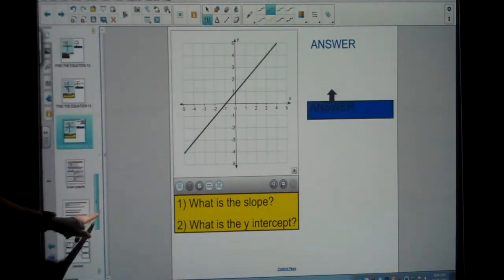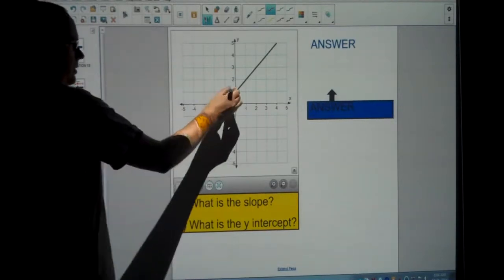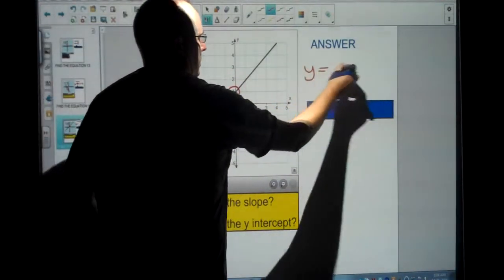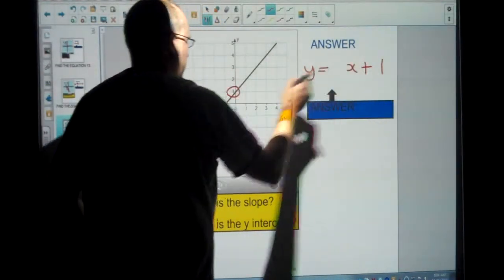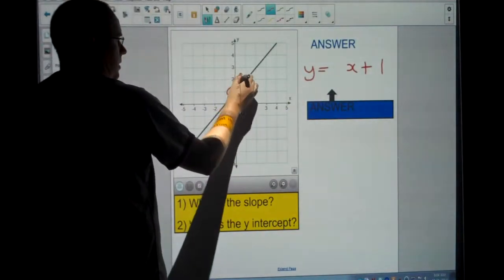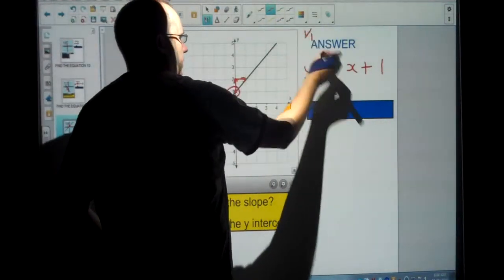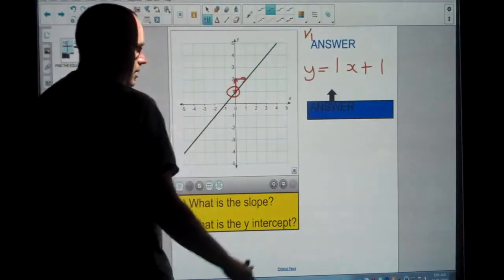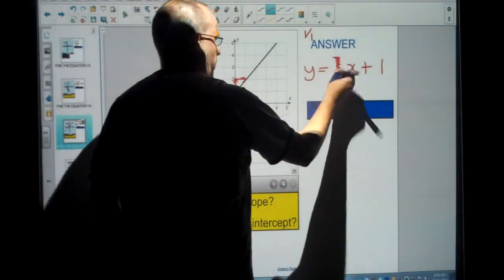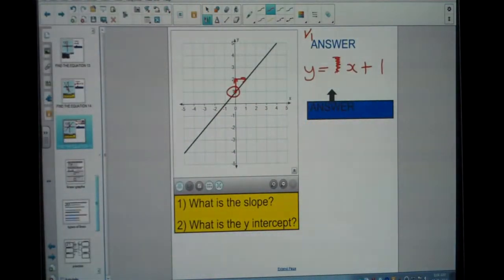This might be our last one. This one goes through 1, so plus 1, and it goes up 1, across 1, so 1 over 1, which is just 1, so 1x plus 1, and as it's 1, we don't need to write that, so we can just say y equals x plus 1. So that was the answer to all 15 questions for the homework.